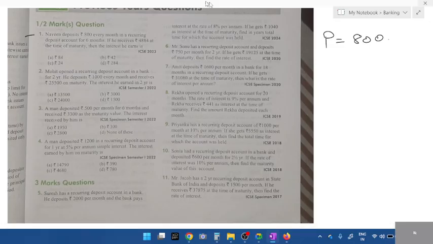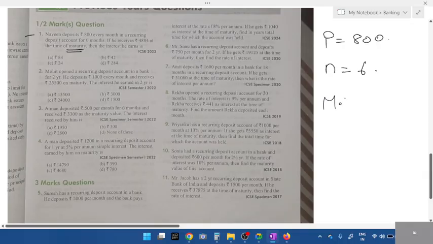Here they mentioned RD account. So go with the keywords I have taught you. P is given. How many months? N is equal to 6. If he receives rupees 4884 at the time of maturity, so what is this 4884? It is the maturity value. What do we need to find here?